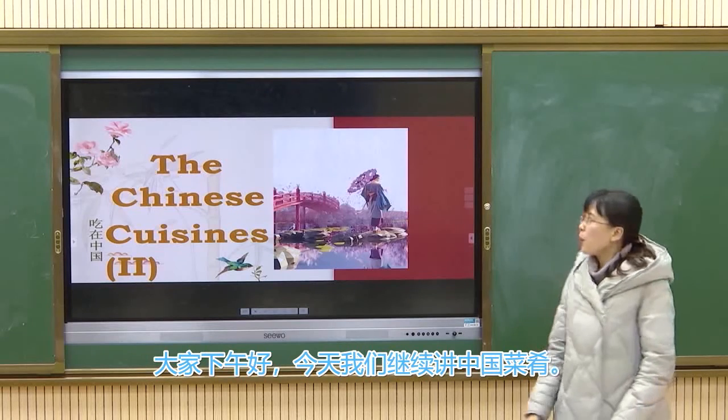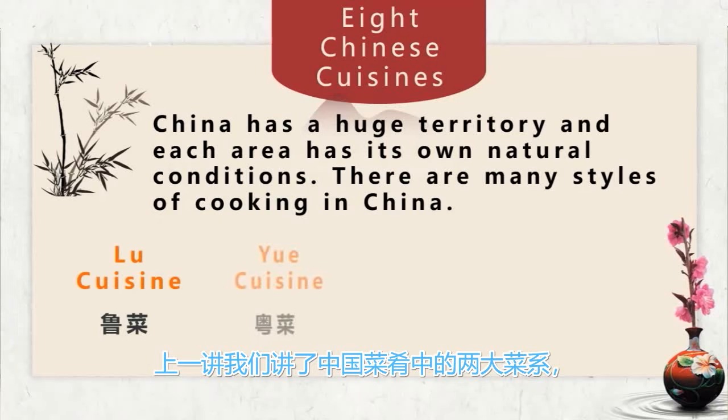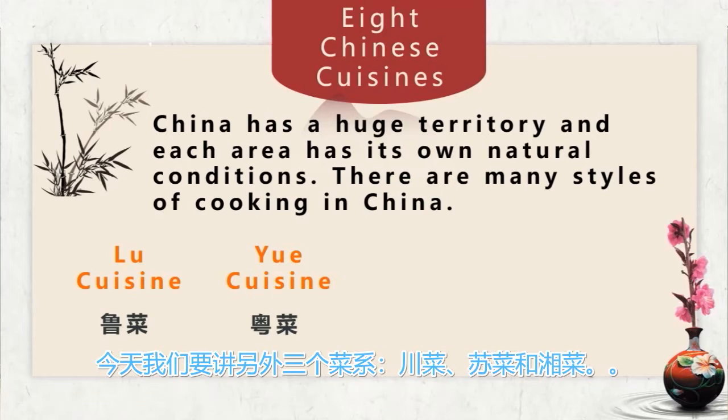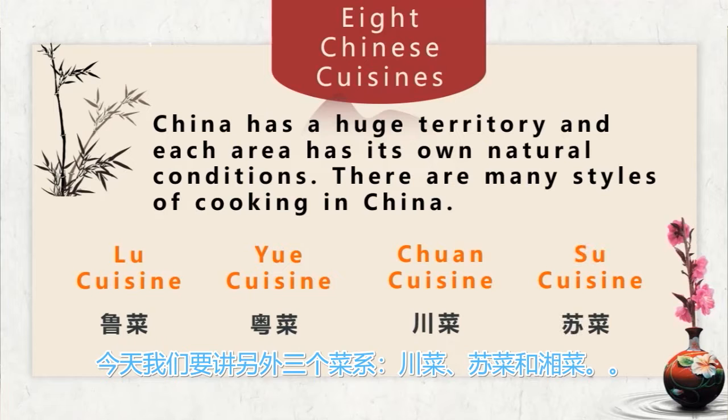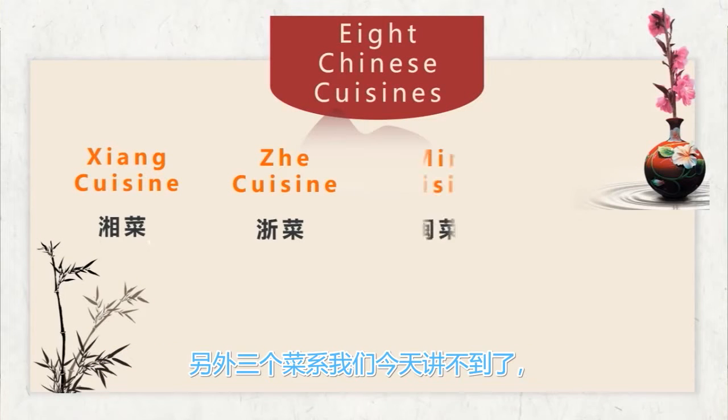Afternoon. Today, we will go on with the Chinese cuisines. Last time, we mentioned two branches of the Chinese cuisines. They are Lu cuisine and Yue cuisine. And today, we will go on with the next three cuisines. They are Chuan cuisine, Su cuisine, and Xiang cuisine. Also, there are another three cuisines, but maybe today we can't mention them, okay?